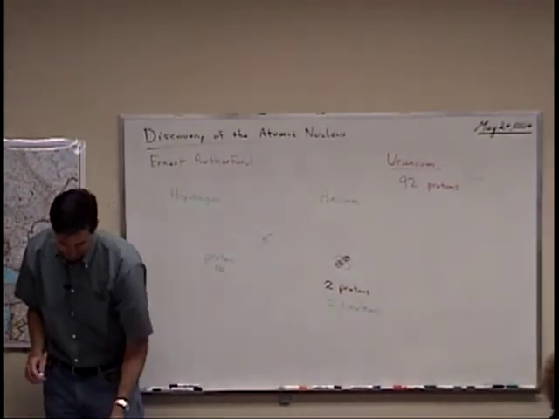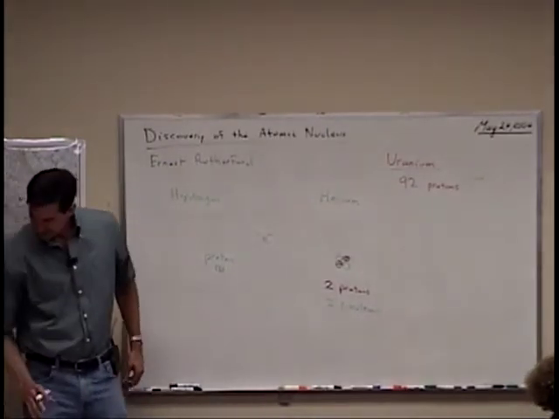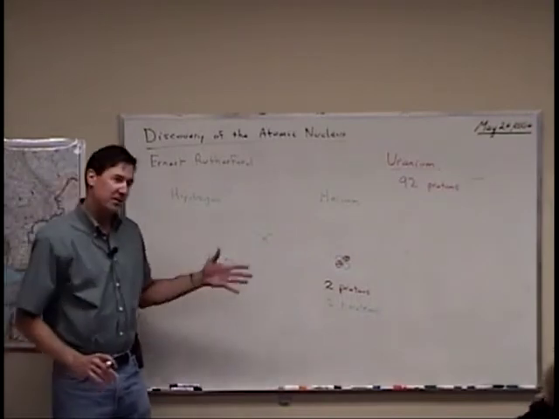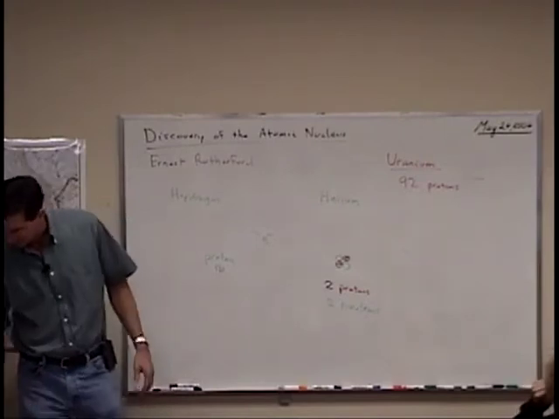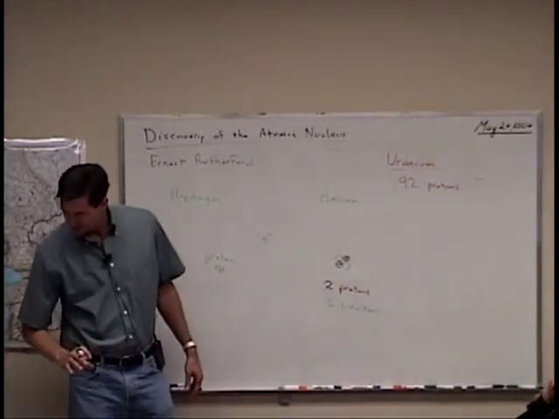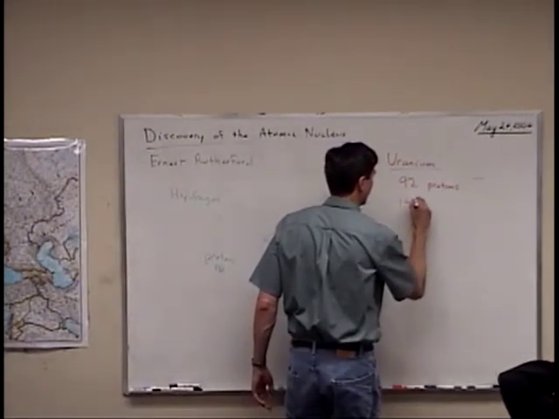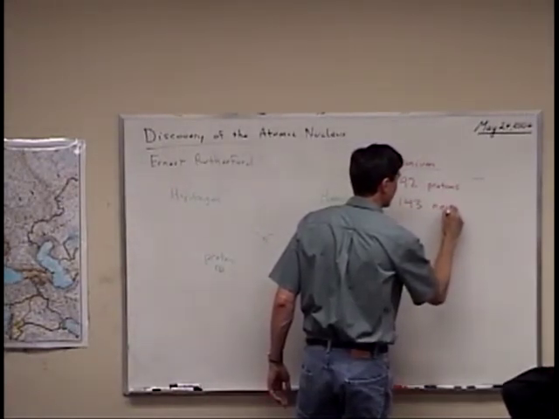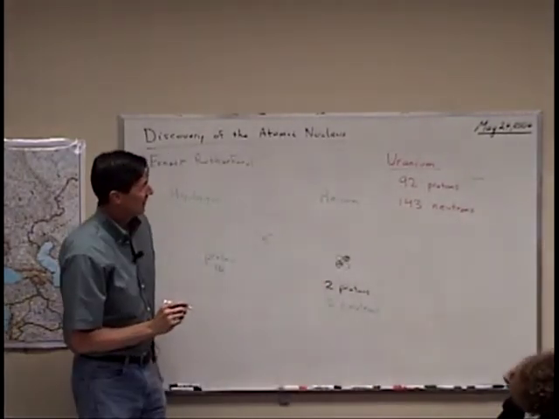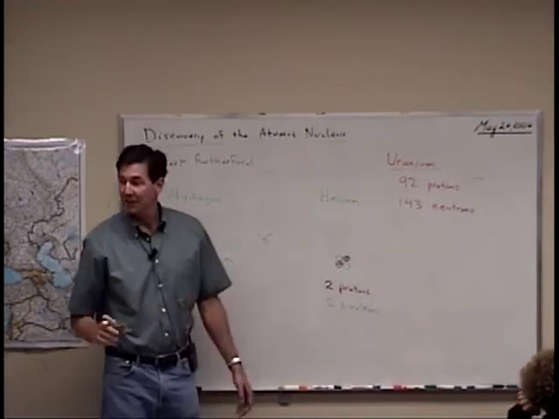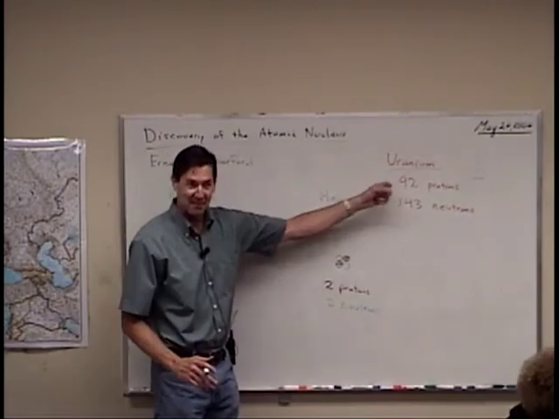Well, maybe I will draw it. Depending on, it turns out uranium comes in two varieties, but I'll tell you about one of the varieties right now. Let me see. In this particular variety, there are 143 neutrons. Well, if it's neutral, there have to be 92 electrons, right?